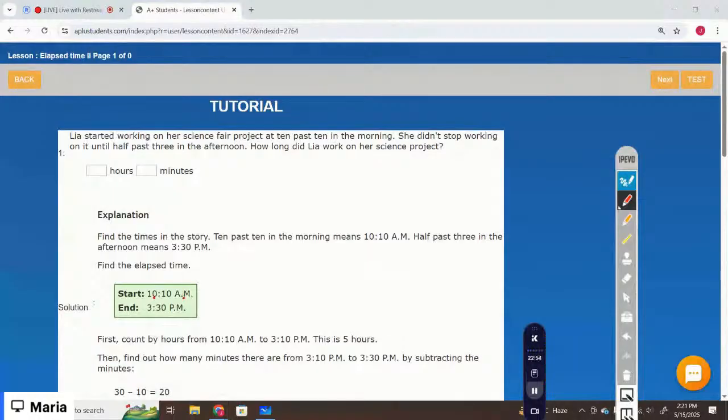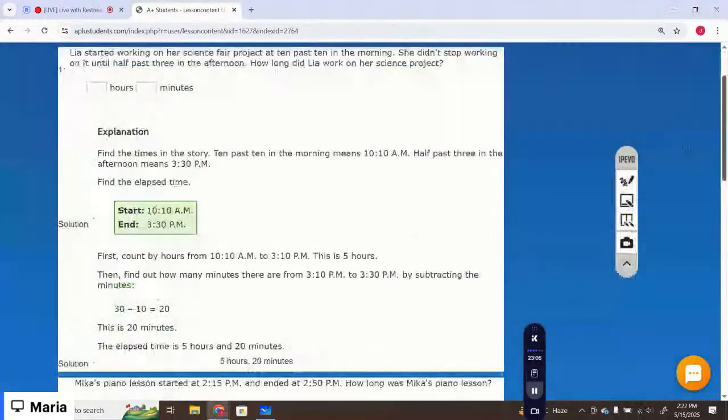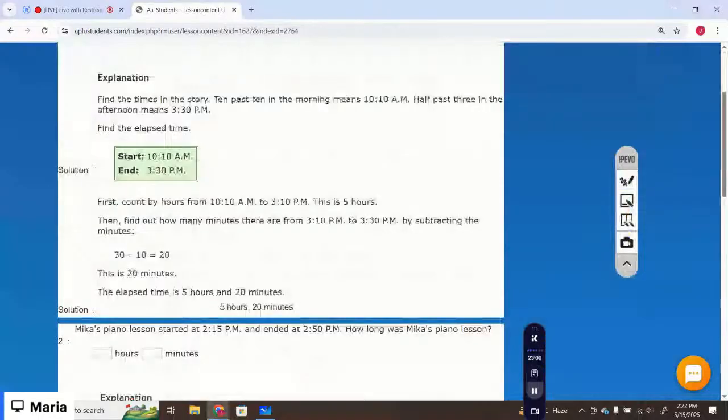And she didn't stop working until half past 3, so that is 3:30. So you need to see how long she worked. So you just subtract 30 minutes minus 10, is 20 minutes, right? And starting from 10 to 3: 10, 11, 12, 1, 2, 3, that is 5 hours and 20 minutes. The total time duration is 5 hours and 20 minutes.